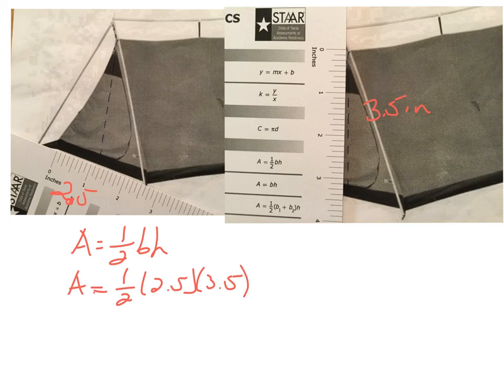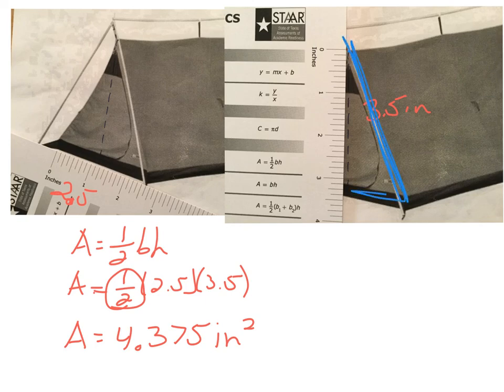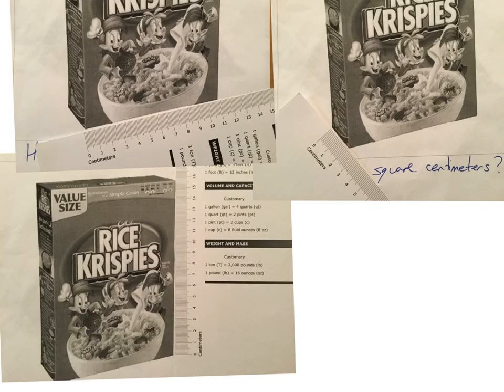If you multiply 3.5 times 2.5, you get 8.75, and you divide that in 2, because it is a half, you get 4.375 square inches. Hopefully you know by now not to use that slant. That is not the height because this is not a 90-degree angle. You always have to pick this dotted line for the height of the object, even if it's on a solid 3D figure.